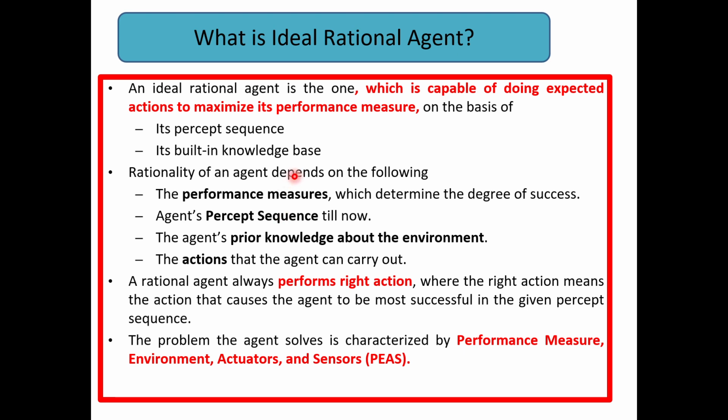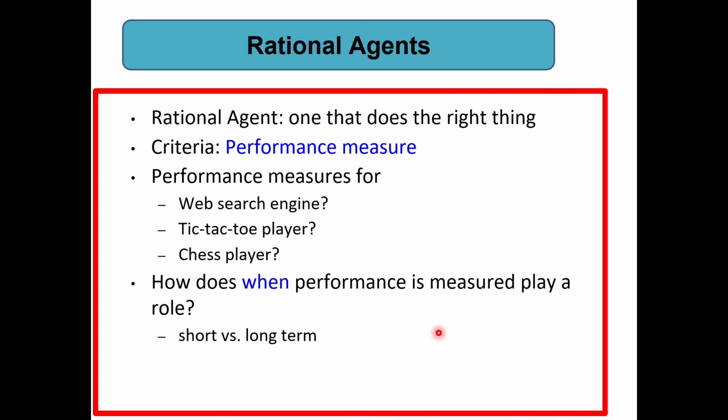So the rational agent depends upon the performance measures, perceived sequence, prior knowledge about the environment, and actions. With this, we can say that it's going to perform the right actions. A rational agent is one that does the right thing. The judgment is right, and the criteria are based on the performance measures. Examples: web search engine, tic-tac-toe player, chess player.